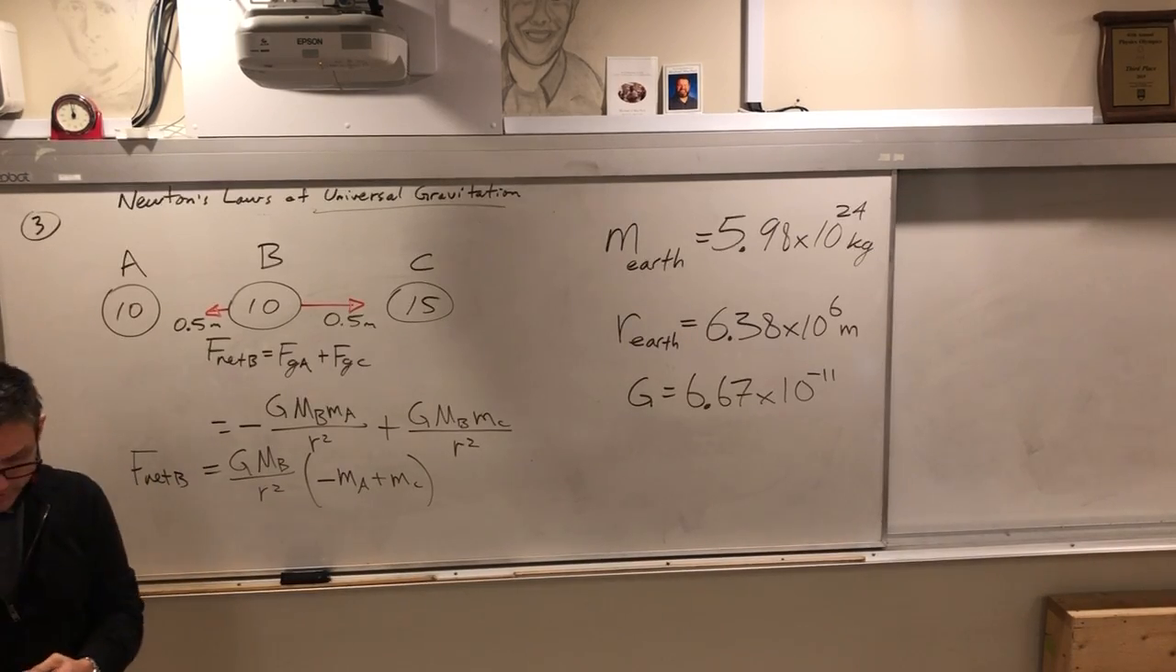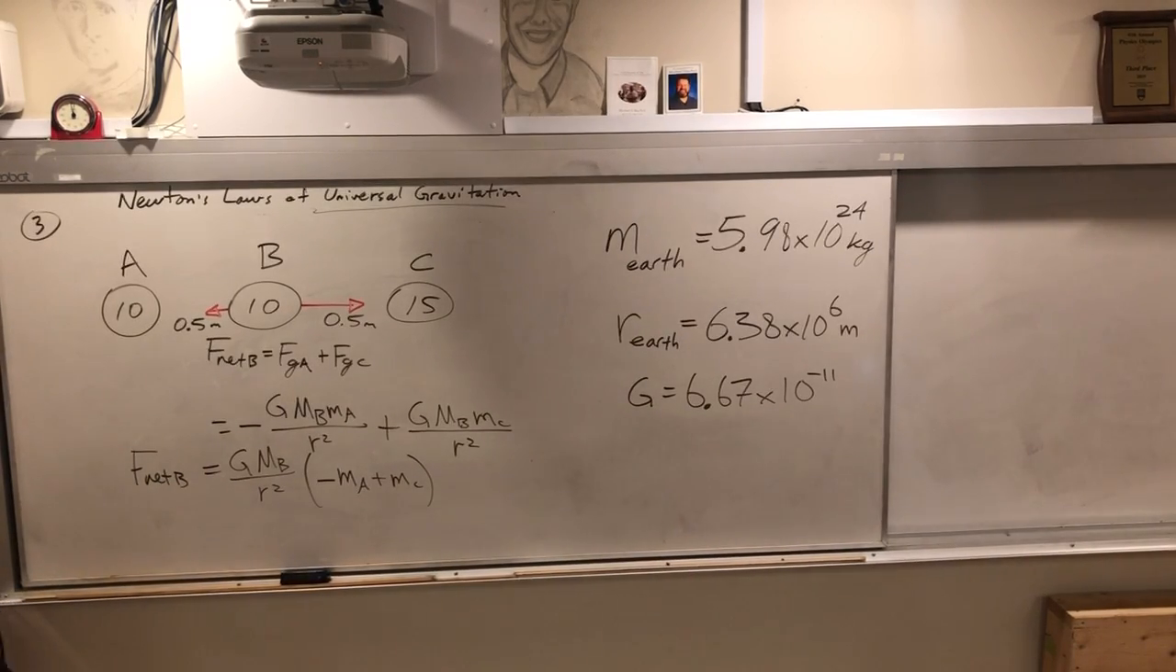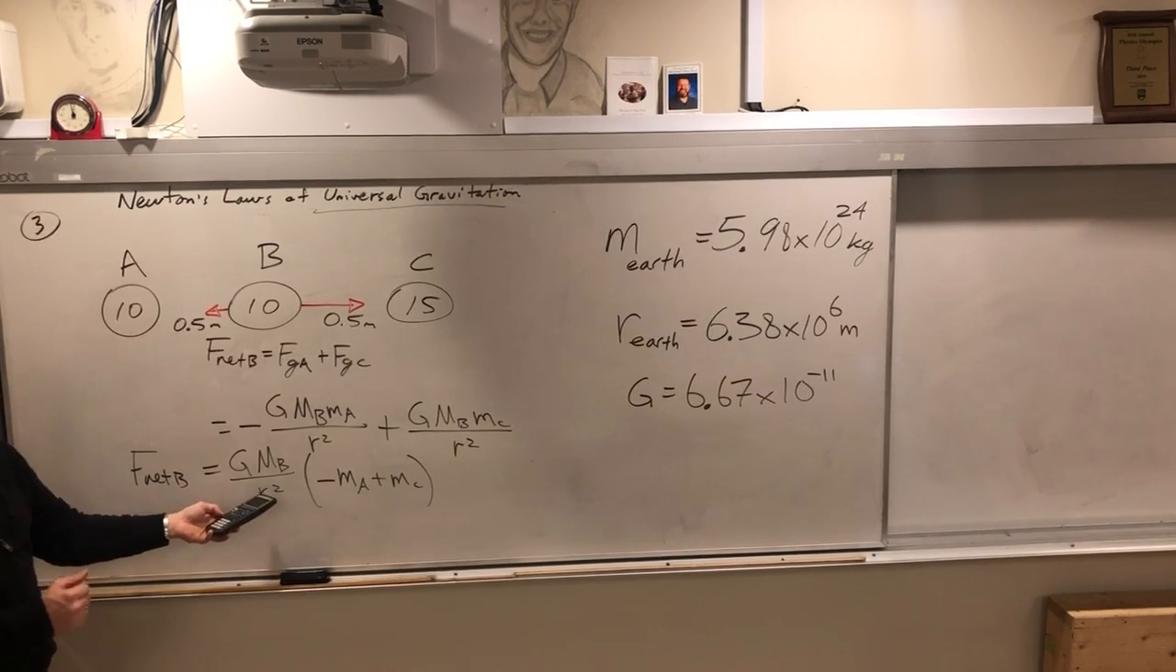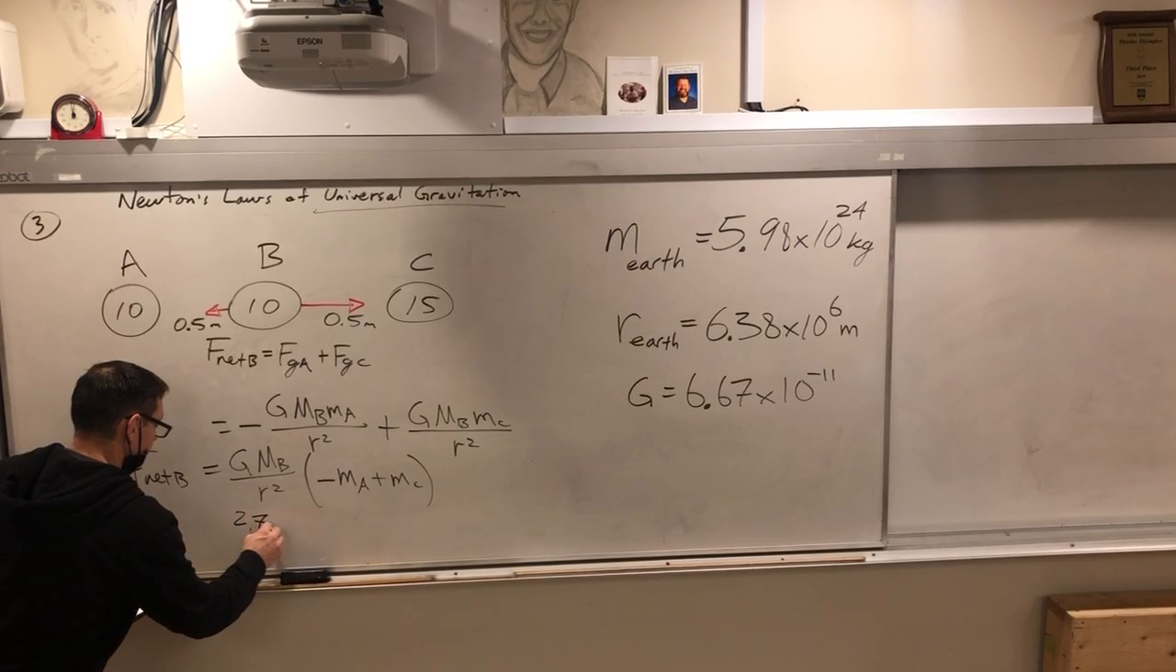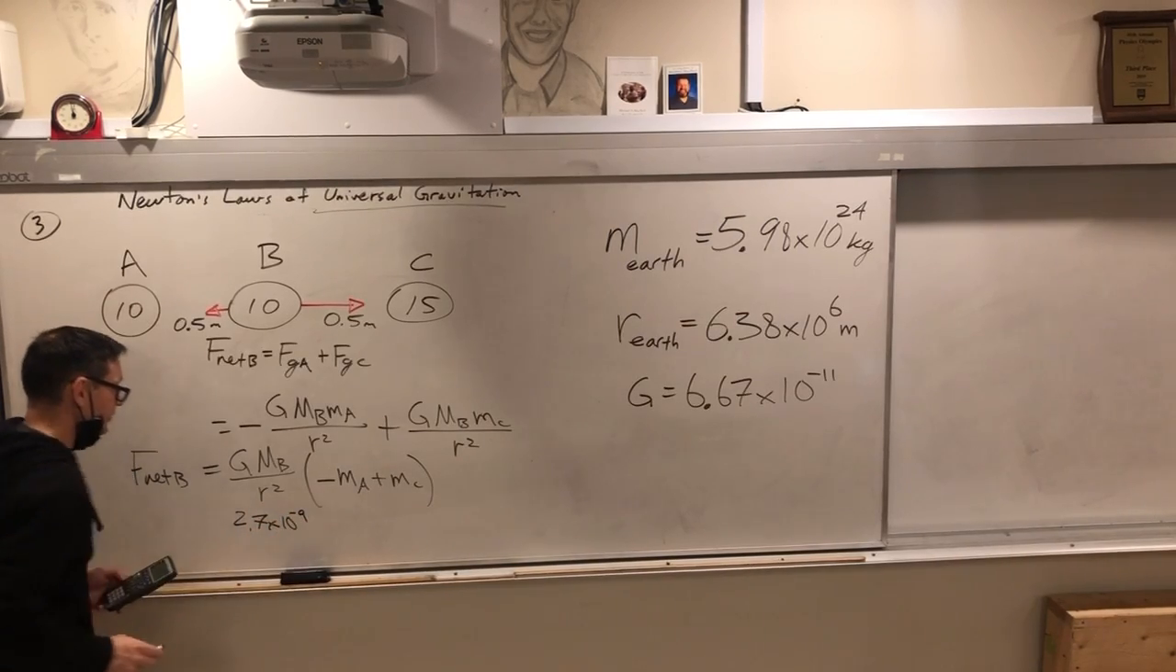So we put in, it just makes a little bit less work, and you'll get faster at doing this kind of thing as you do more practice. But we're going to put in 6.67 times 10 to the negative 11, and you're going to multiply that by the mass of B, which is that 10 kilograms? Okay, thank you. Divided by 0.5 squared. So that's 2.7 times 10 to the negative 9 here. Let's write that down, just so you can follow along.